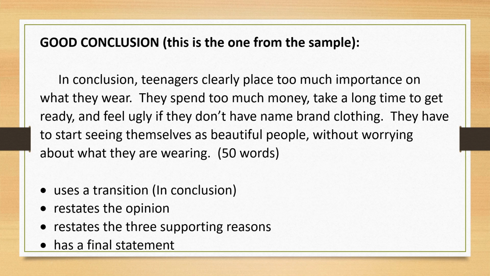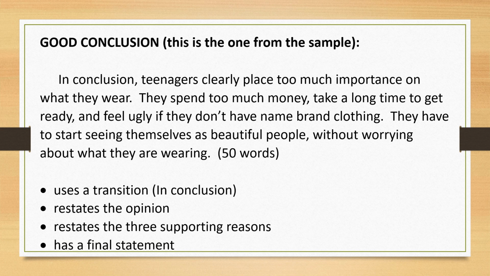So let's review the good conclusion. As a reminder, this is the one that we saw from the sample. It says, in conclusion, teenagers clearly place too much importance on what they wear. They spend too much money, take a long time to get ready, and feel ugly if they don't have name brand clothing. They have to start seeing themselves as beautiful people without worrying about what they are wearing.